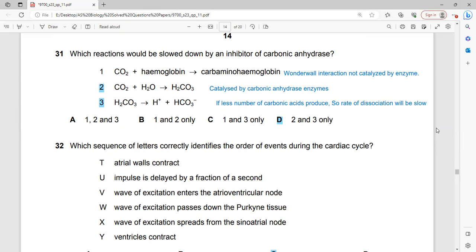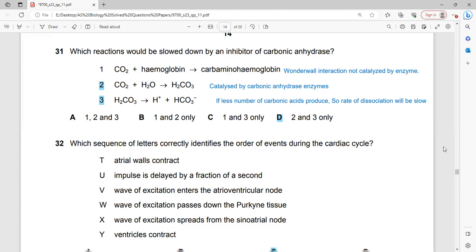Now, if a greater number of carbonic acid molecules are produced, more dissociation will take place. If fewer carbonic acid molecules are produced, less dissociation will take place. So that's why reactions 2 and 3 directly depend upon the carbonic anhydrase. So they will be directly affected by the inhibitor. So D, the 2 and 3, are the correct option here.